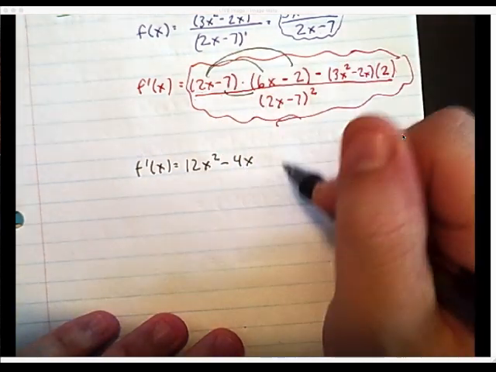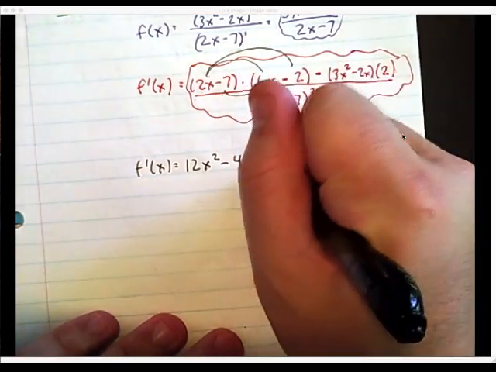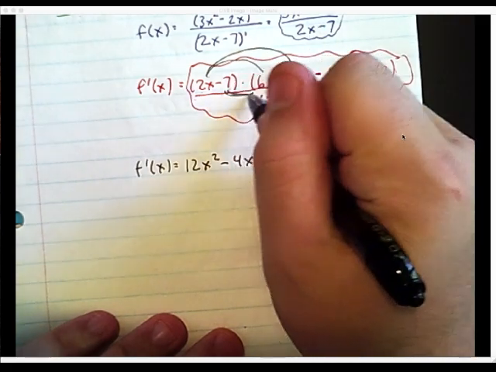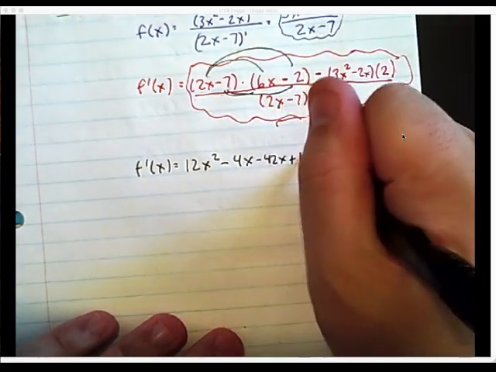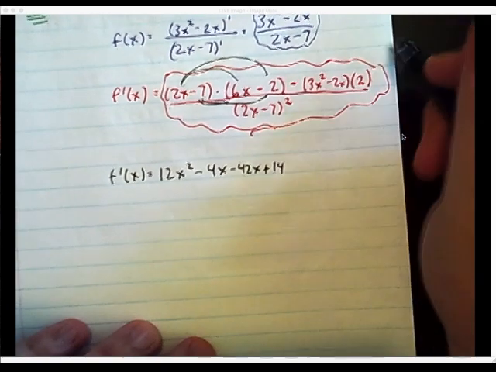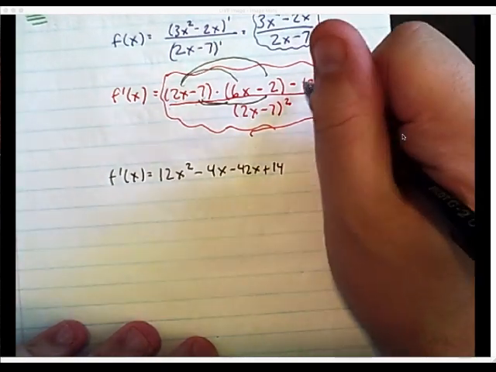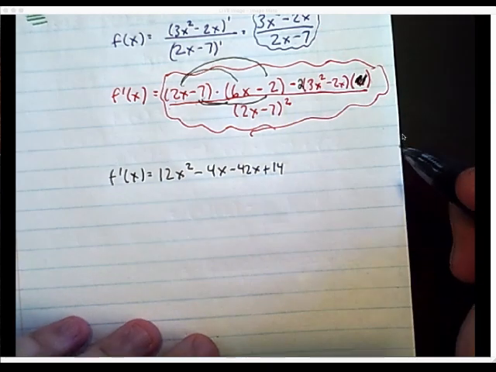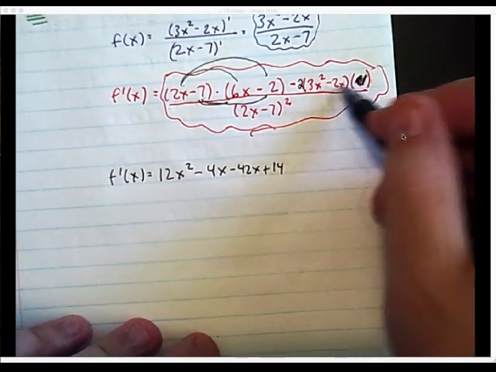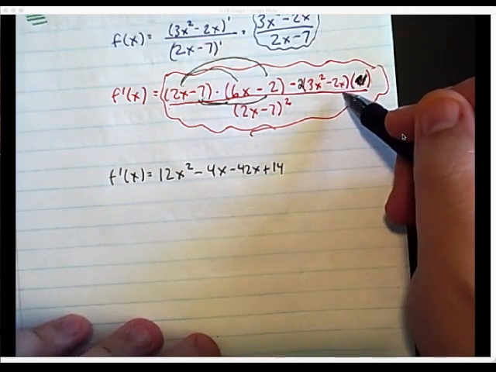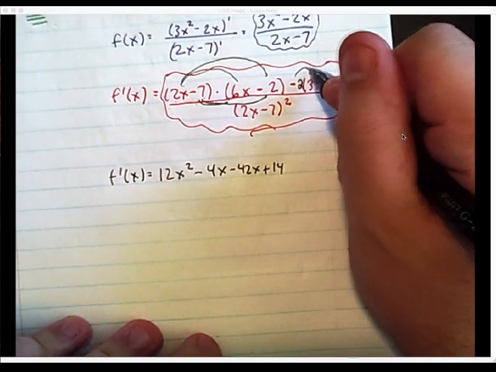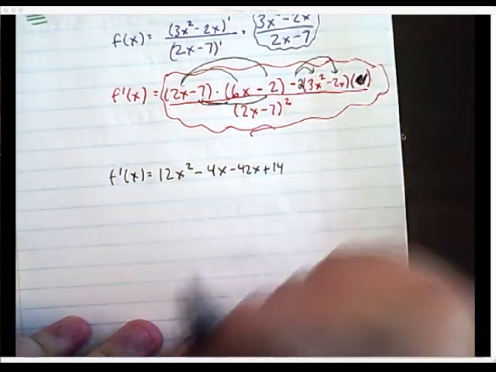Negative 7 times 6x is negative 42x. And negative 7 times negative 2 is positive 14. Now what about this next one? There's a minus and there's a 2 at the end. If you feel more comfortable and you want to move that 2 to the front, you're allowed to do that. The reason why is that when you multiply two things, it doesn't matter what order you multiply them. Now you can distribute the negative 2 to both of those.